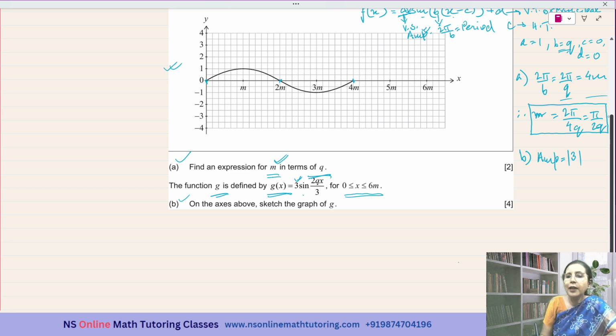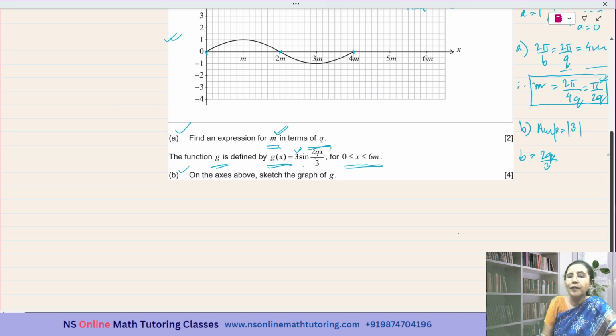Now what is the value of B? B is equal to 2q by 3, because it is Bx, and C is of course 0 and D is 0. So B is equal to 2q over 3. And what is q from this equation? Let me write it over here. I'm coming to this place. So m is equal to pi over 2q.